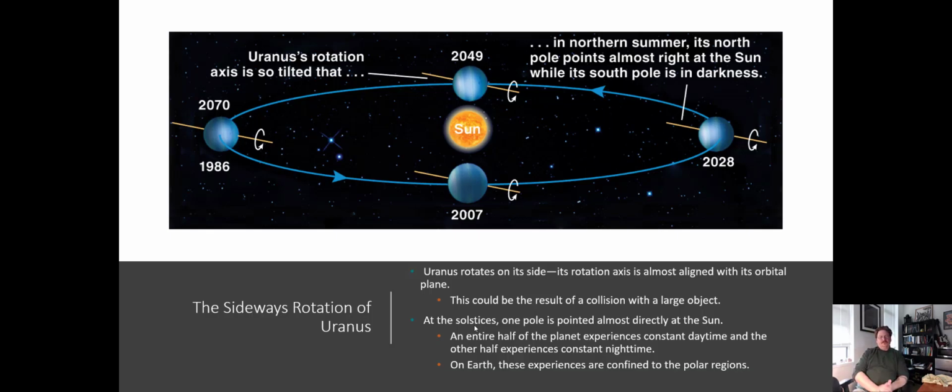As you can see here, in 1986 we saw the front of it. In 2028 we'll see the back end of it. And so we really haven't been able to study it in any great detail since then. For example, we have an incomplete wind record. We know what the wind speeds are on one hemisphere, but we don't know what the wind speeds are like on the opposite hemisphere.